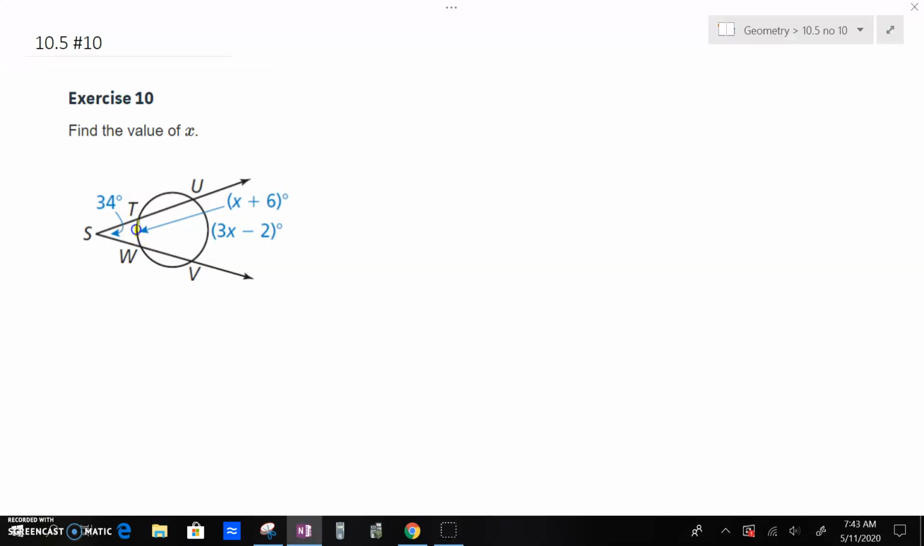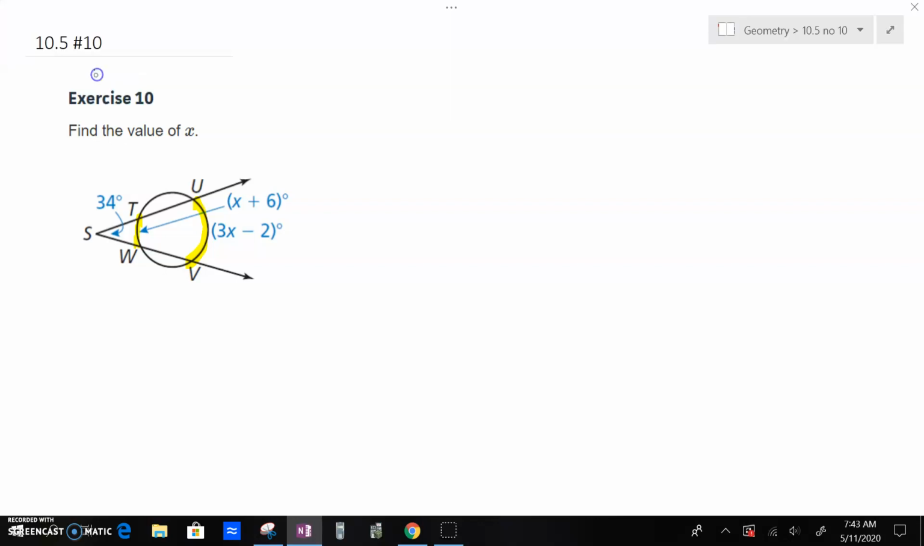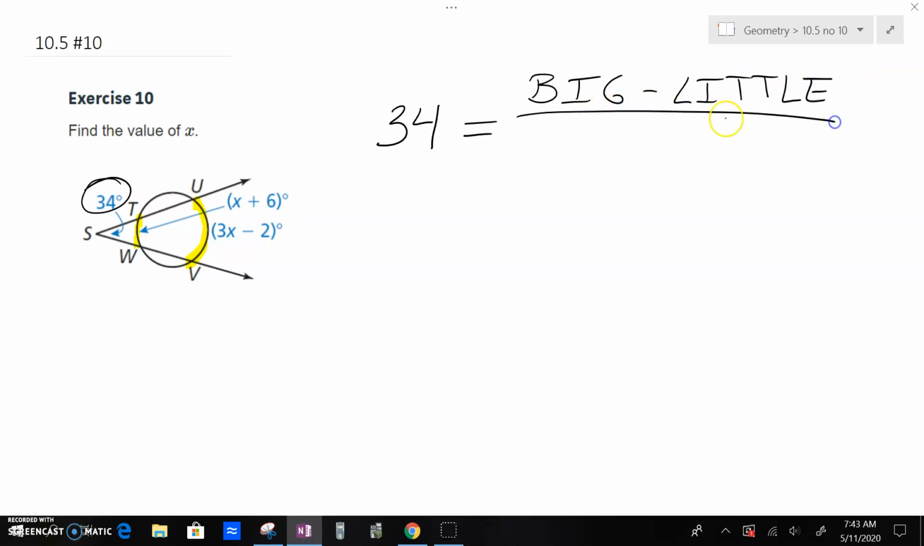You get an arc here, and you get a bigger arc out here, and they're giving you those two values as algebra expressions. So the equation that we use that governs this is the angle equals the big arc, I'll just write big, minus the little arc, so I'll write little, divided by 2. And that was one of the items that we talked about in the notes.